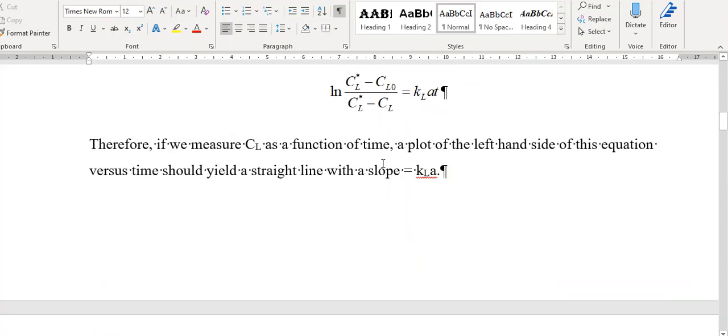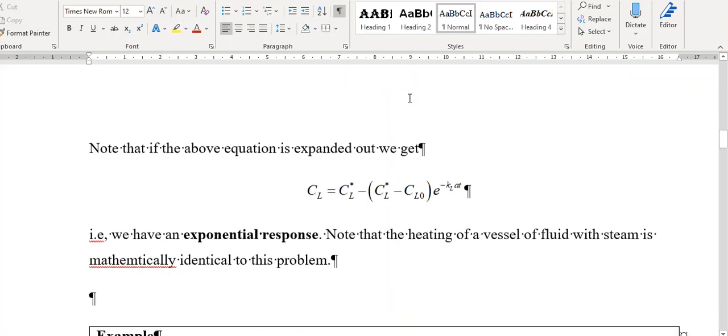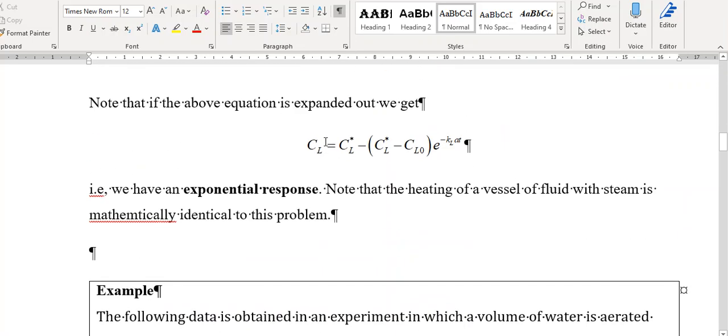Just to say that if you work through this, it's a little bit of algebra for you. If you want to express Cl as an explicit function of time, then you get this. So this is what's called a first order response, or an exponential response. At t equal to 0, that becomes 1. So the Cl stars cancel, and you're left with Cl is equal to Cl 0. As t goes to infinity, all that goes to 0, so Cl is Cl star.